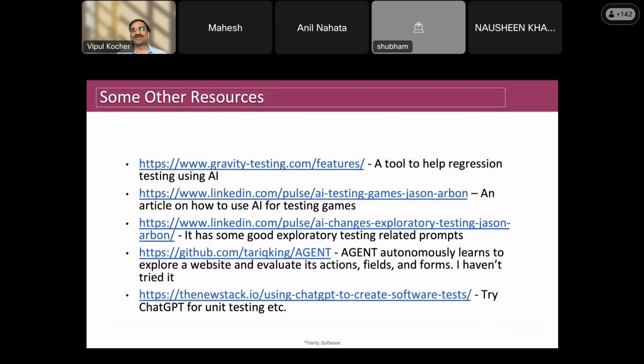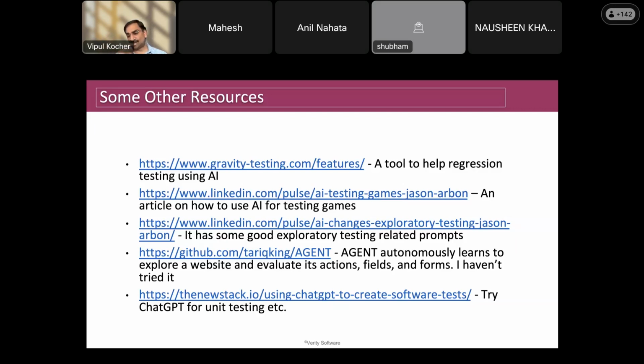There are a lot of resources available. Jason Arbon is one guy who's been relentlessly putting articles on LinkedIn and Medium and so on. So you can look at, for example, the second link that you see, AI testing of games using AI, Jason Arbon. You would find his articles really interesting. I also did an experiment on LinkedIn. So if you search on LinkedIn with my name and an experiment LLM, you should be able to get that as well.